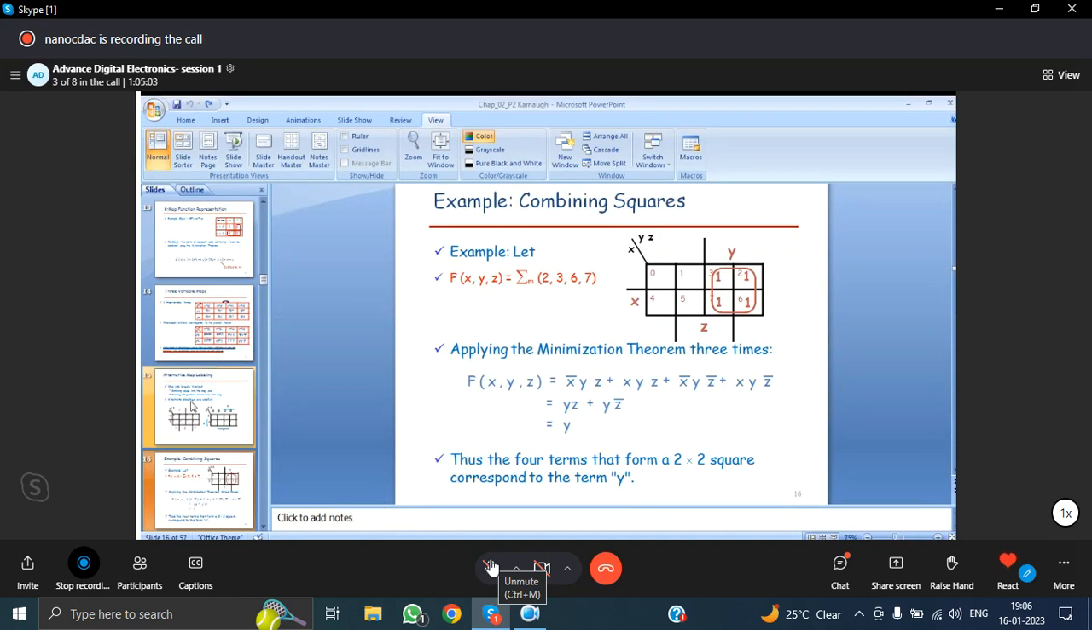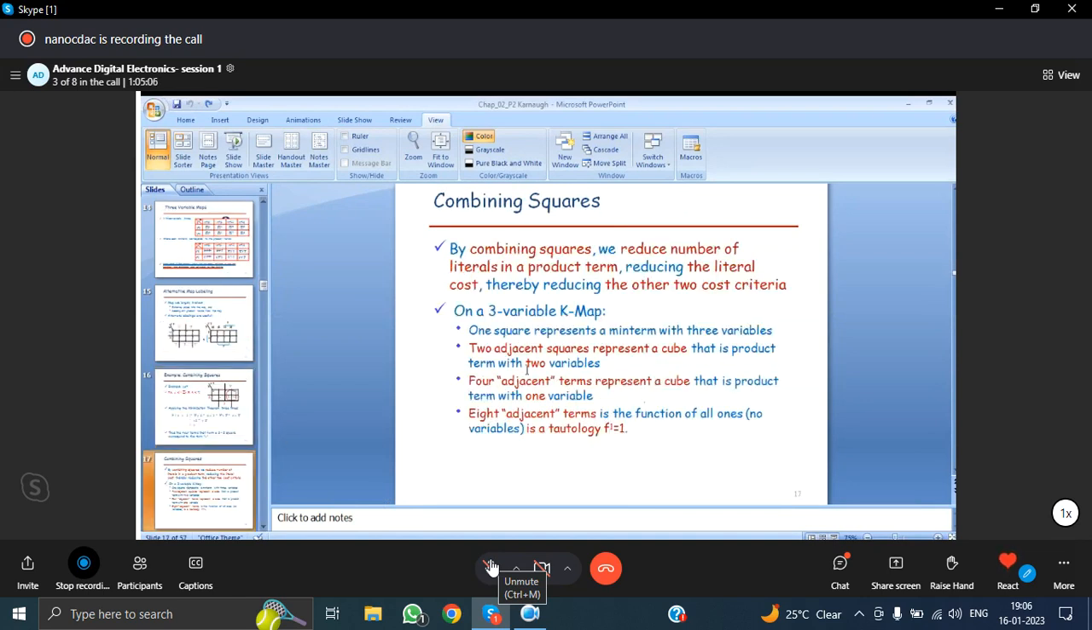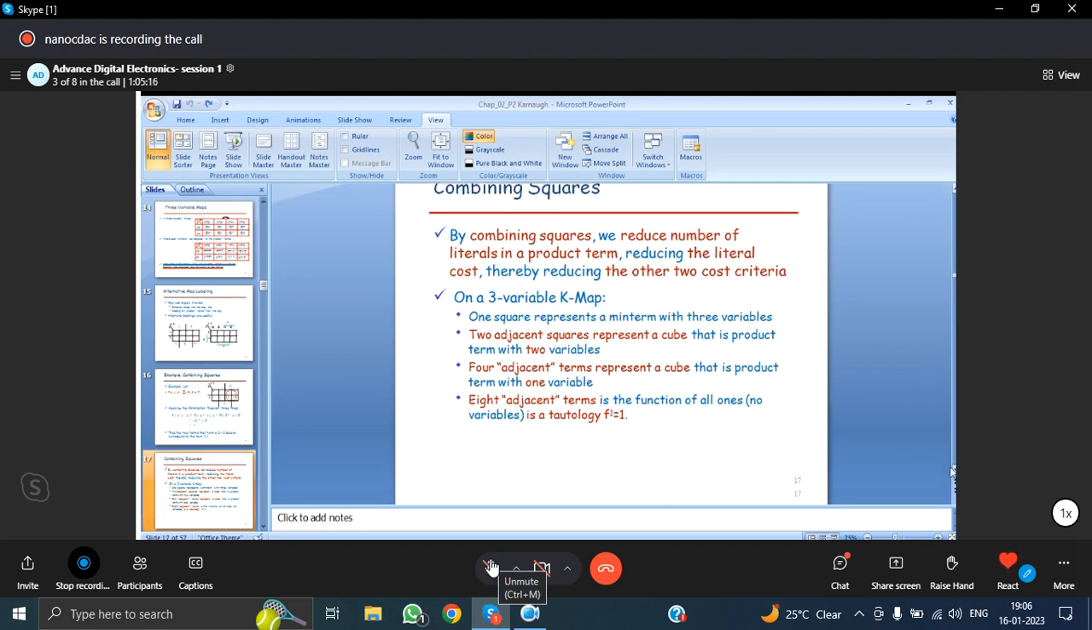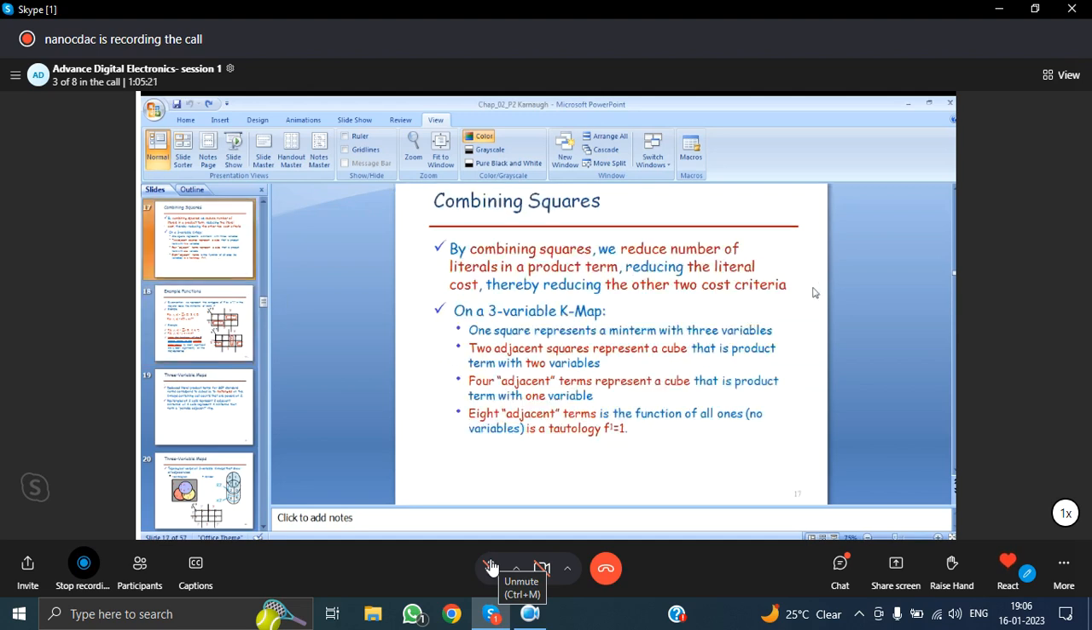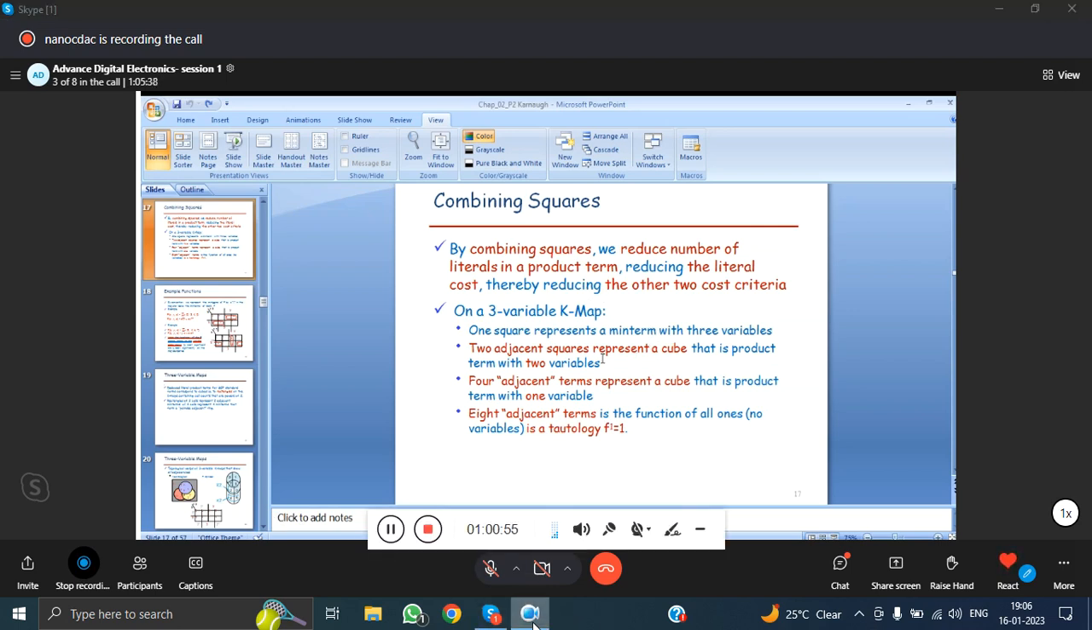Okay. So next, now combining, this is one example. By combining the squares, we can reduce the number of literals in a product term. We will see that combining the squares reduces the literals in the product term, and if you are reducing the literals in the product term, literal cost will be reduced. The other two cost criteria, gate inputs, will also be reduced if you are reducing the literal term.